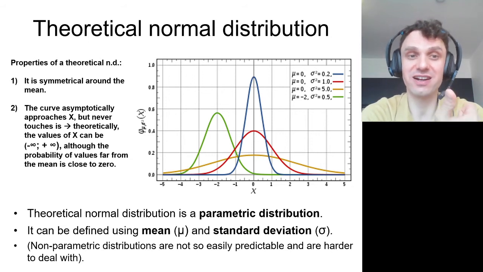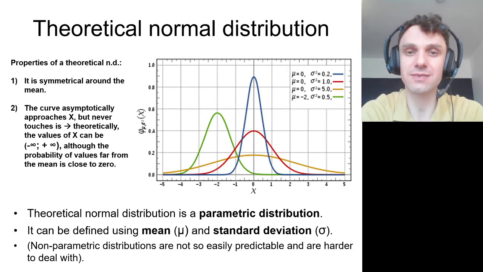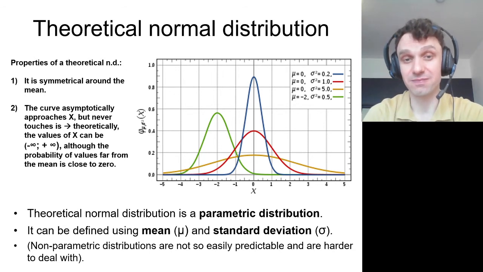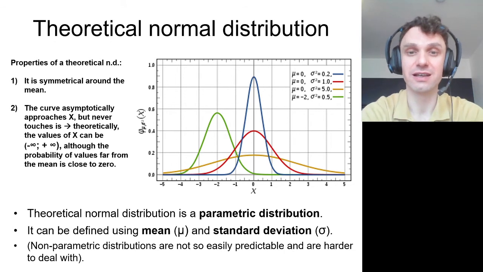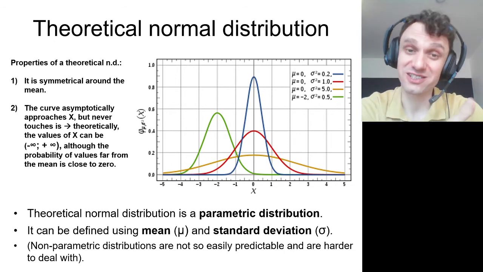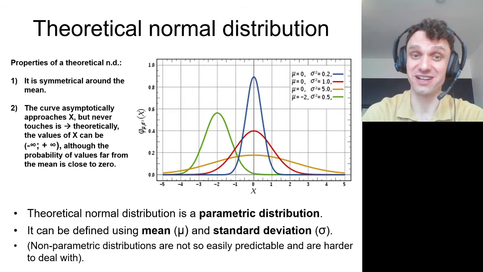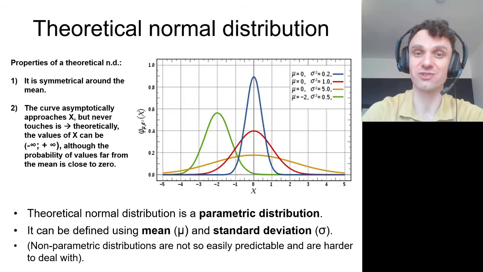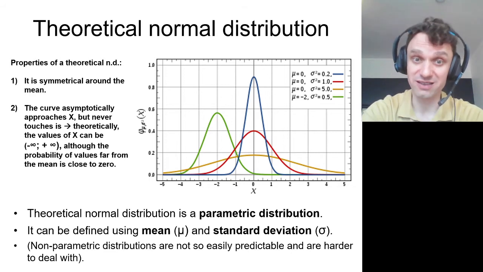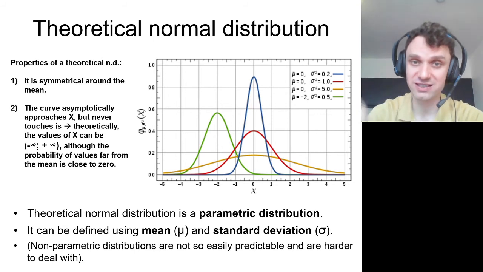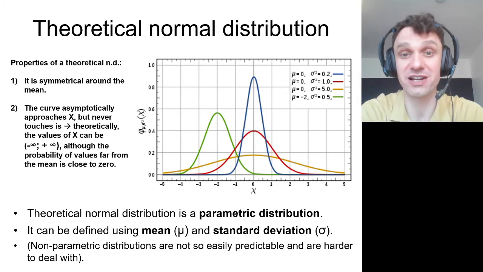First of all, a theoretical normal distribution is always symmetrical around the mean. If you calculate a mean in the sample or in the population, you are supposed always to get 50% of observations, 50% of individuals with scores above the mean, and 50% with scores below the mean. And the shape of this distribution will be exactly symmetrical.